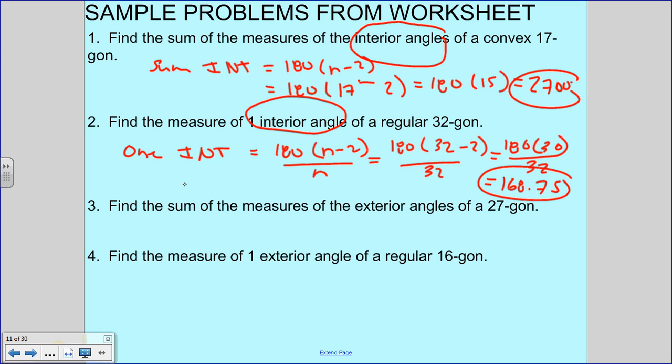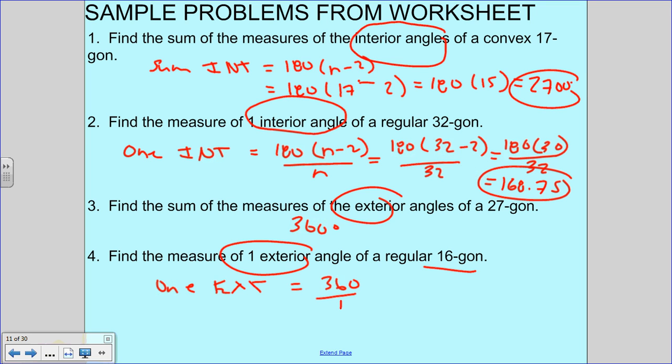Alright, find the sum of the measures of the exterior angles of a 27-gon. The sum of the measures of exterior angles is always 360 degrees. Find one exterior angle of a 16-gon. So what you can do for this one is for one exterior, the formula was 360 divided by n. So that's 360 divided by 16.